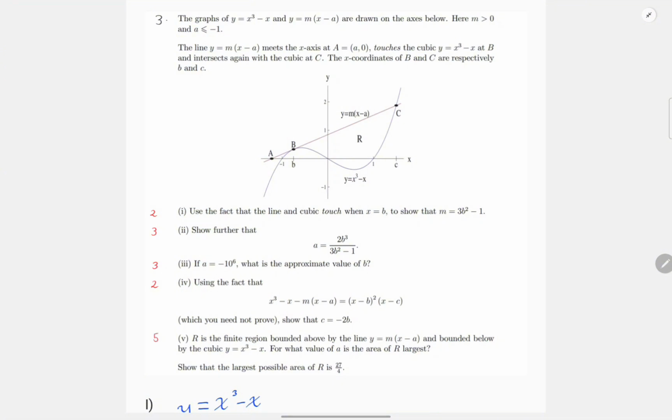Part 4, worth 2 marks. Using the fact that x cubed minus x minus m of x minus a equals x minus b squared multiplied by x minus c, which you need not prove, show that c equals -2b. Part 5, worth 5 marks. R is the finite region bounded above by the line y equals m of x minus a, and bounded below by the cubic y equals x cubed minus x. For what value of a is the area of R largest? Show that the largest possible area of R is 27/4.